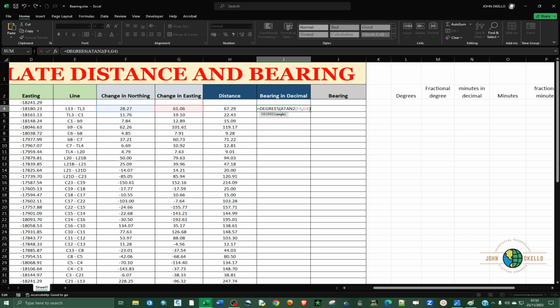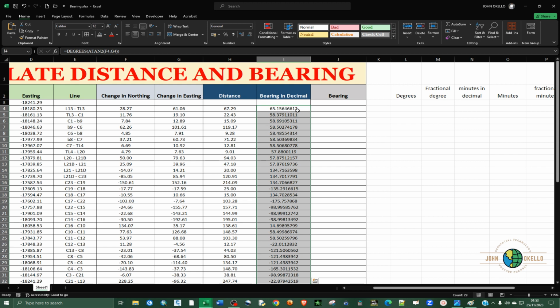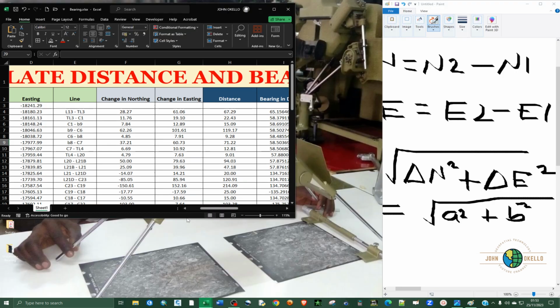So degrees, and then make sure that you close that formula properly. In order to be sure that you have closed that formula properly, you should be able to see the last bracket in color black. So click enter. Now you can see the bearing is now in decimal degrees. So double click again to copy down the bearings.